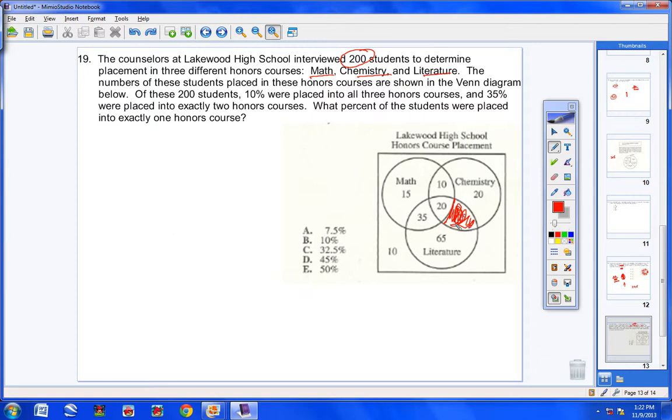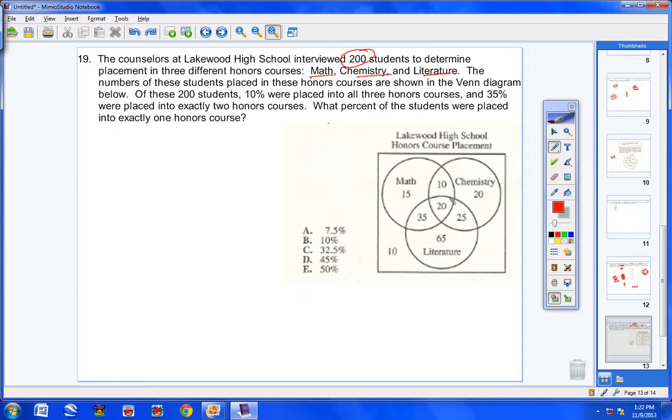If I shaded that 25, do you see how that 25 falls nowhere in the math circle? Do you see that? So that means those 25 students took chemistry and literature. It's in those 2 circles. Same thing with 10 right here. This number 10, if you were shading that area with a number 10, notice it would go nowhere in the literature circle. So that means these 10 students right here were in both math and chemistry, both honors courses.